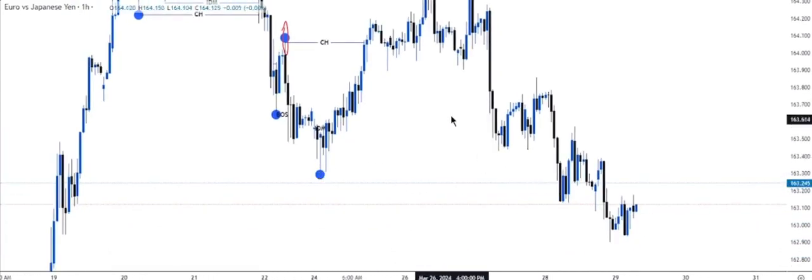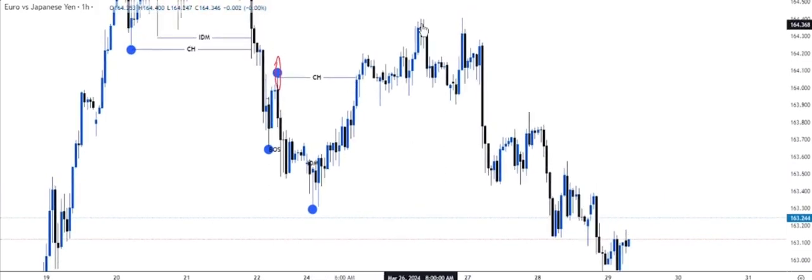Can you see that? Some of you would have thought that this is a change of character and you want to enter the market going long from here.